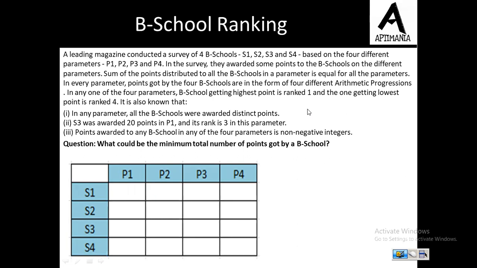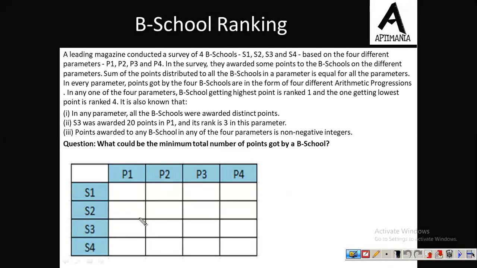The sum of the points distributed to all the B schools in a parameter is equal for all the parameters. So for example, the total of the points awarded in P1 for S1, S2, S3 and S4, let the total be X. Then this will be the same for all the parameters. So the total of P1, total of P2, total of P3 and P4 are the same. So this is what the condition is.